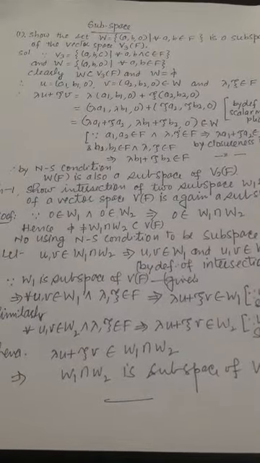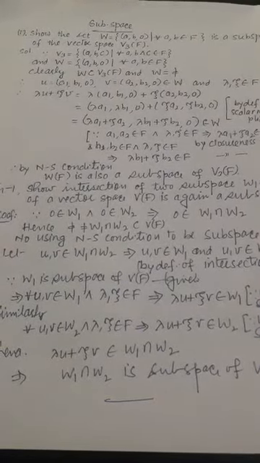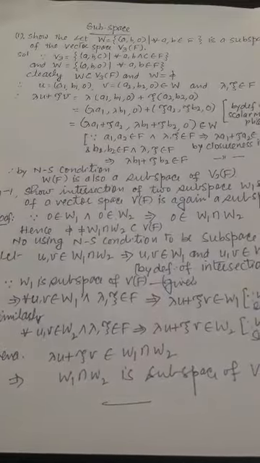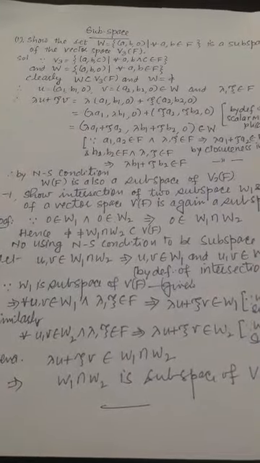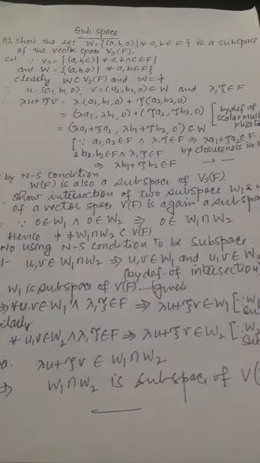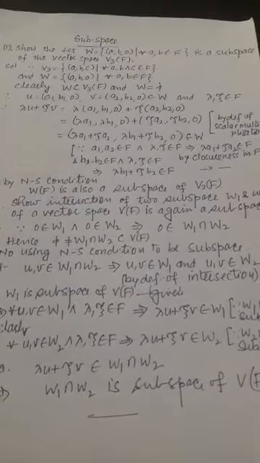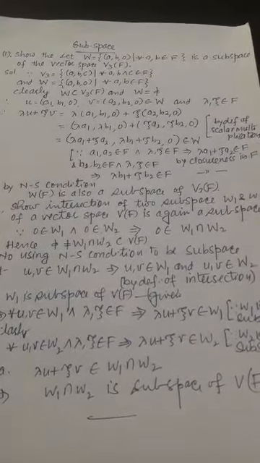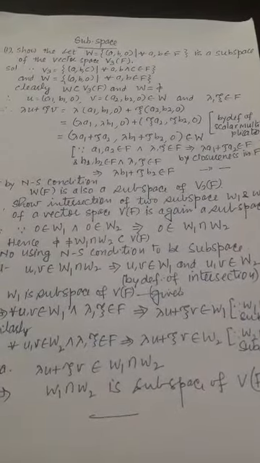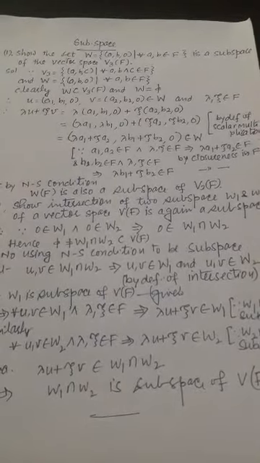The first question is, show that set W equals the set containing triplets (a, b, 0), such that for all a, b belonging to field F, is a subspace of the vector space V3 over the field F. So V3 is written as triplet (a, b, c) for all a, b, c belonging to field members, and W is the set of triplets like (a, b, 0) for all a, b belonging to F.